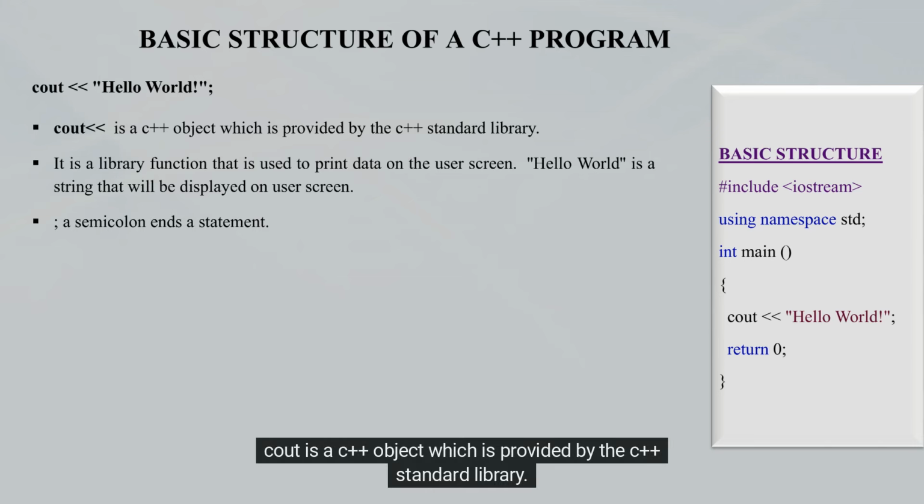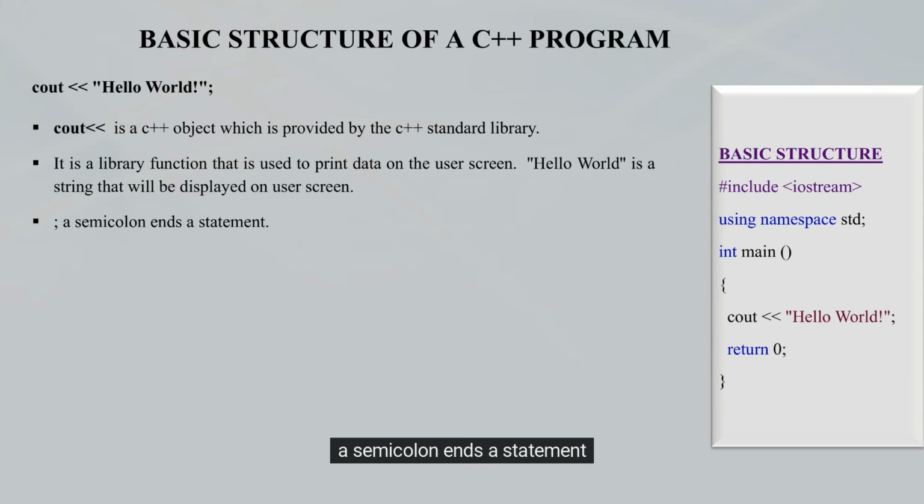cout is a C++ object which is provided by the C++ standard library. It is a library function that is used to print data on the user screen. Hello World is a string that will be displayed on the user screen. A semicolon ends a statement.